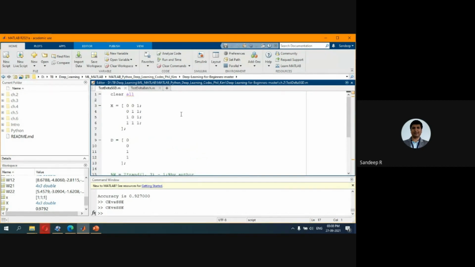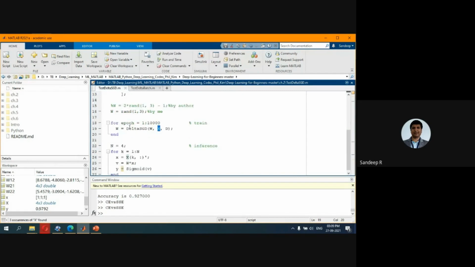Remember, it's a supervised one. So this is the input and this is the correct output. I'll pass these points 10,000 times. Epoch, remember I told you, is the number of times the training data enters the neural network. So I'll train it with this function, passing the initialized weights, the input, and the correct output. Once it runs 10,000 times, the W will be updated.